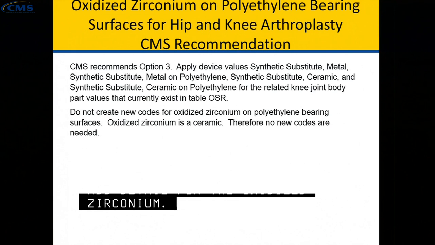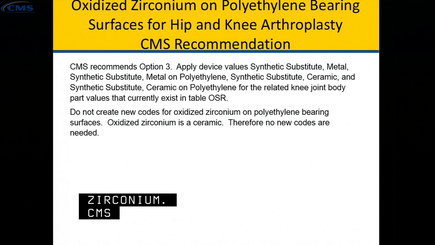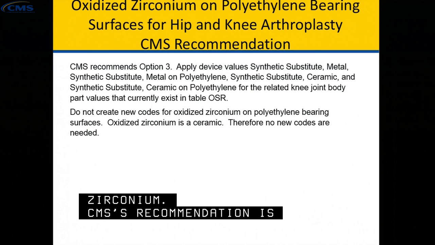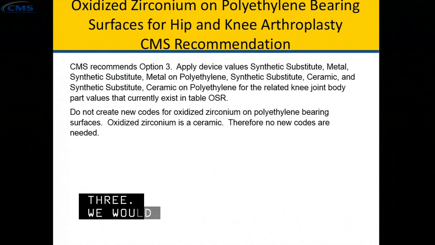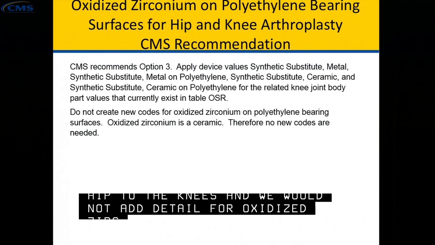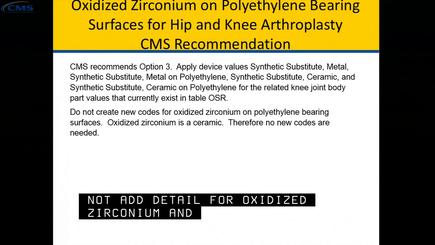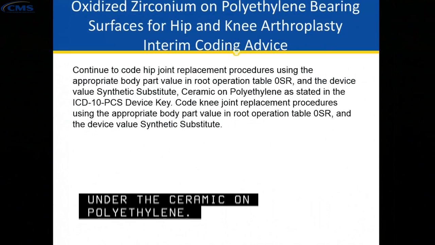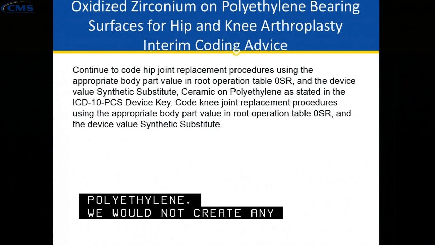CMS's recommendation is option three. We would apply the bearing surface detail that's present on the hip now to the knees, and we would not add detail for oxidized zirconium, and we would let people continue to report that under the ceramic on polyethylene. And we wouldn't create any codes for this one. And in the meantime, you would continue to use the current codes as described.